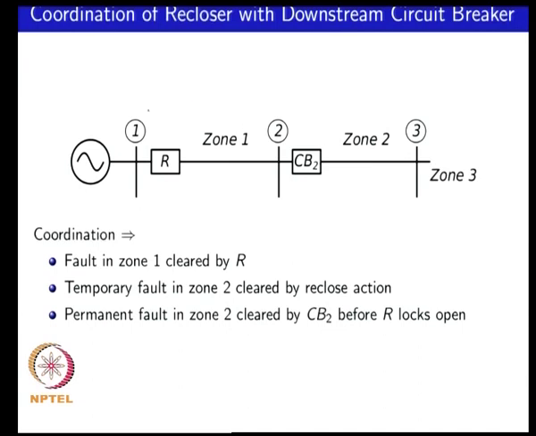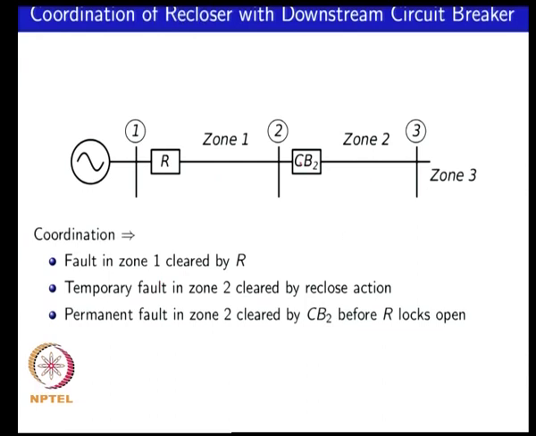So, now we will focus on what the characteristic of the timing in terms of the cycling between the open and close of the recloser should be, so that you can coordinate between R and CB2. Okay. So, the first question is what you mean by coordination in this particular case. If you have a fault in zone 1, so obviously the device that needs to protect that is your recloser. So, R has to clear faults in zone 1.